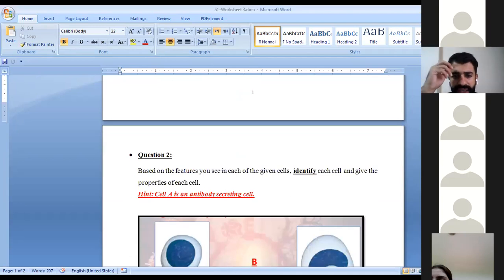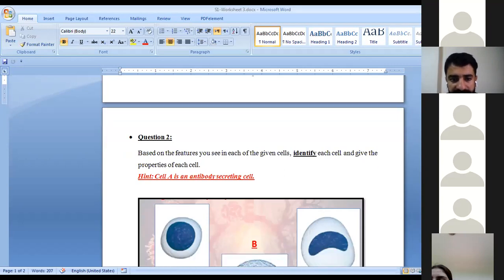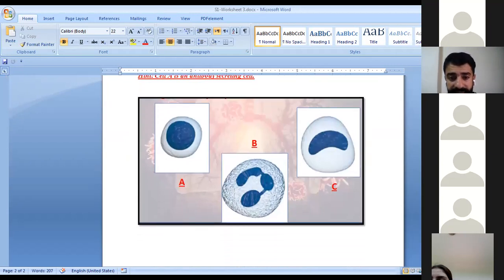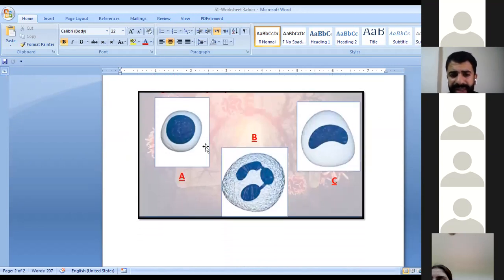Based on the figures, identify. What is the meaning of identify? So what do we have to do? We have to justify. Identify each cell and the properties of each cell. Hence, cell A is an antibody secreting cell. So A is a B lymphocyte. It has a large round nucleus and small cytoplasm. It has a role in the secretion of antibodies.